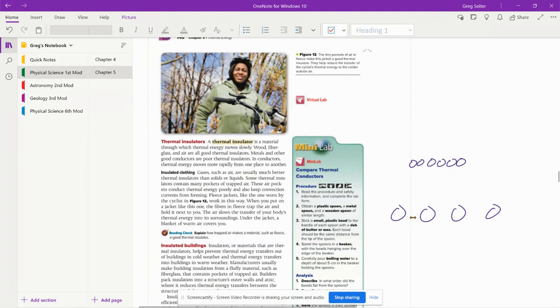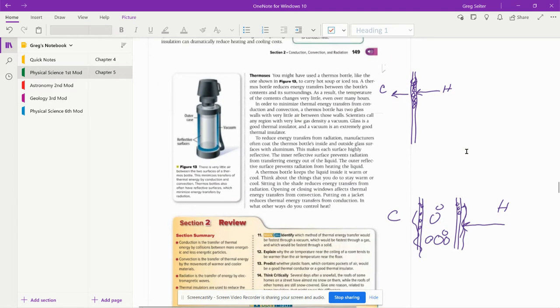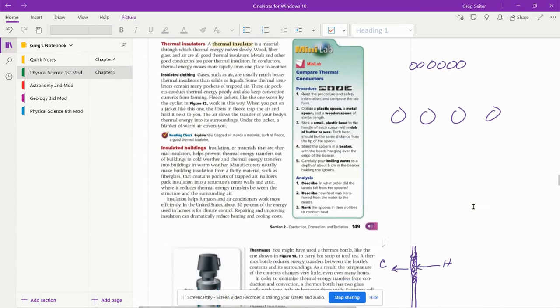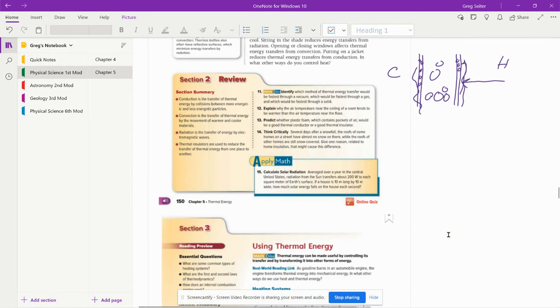Thermal insulators, the particles are farther apart. Thermal conductors, the particles are close. Conductors, particles are close. In an insulator, the particles are farther apart. We explained how a double pane window works and how that keeps your house warm.